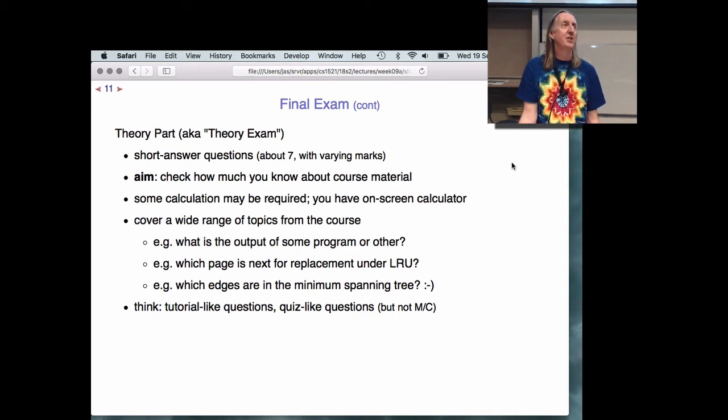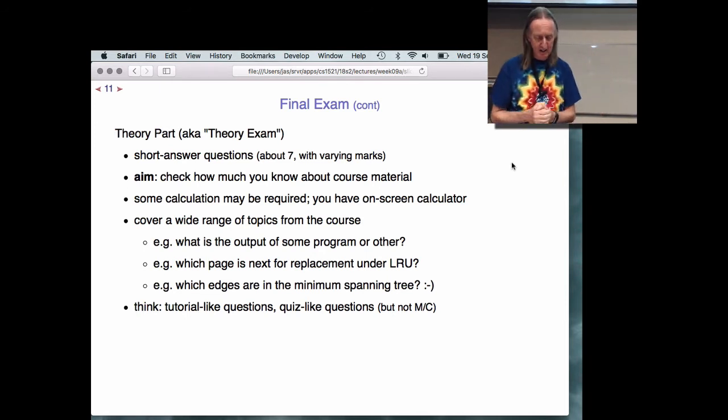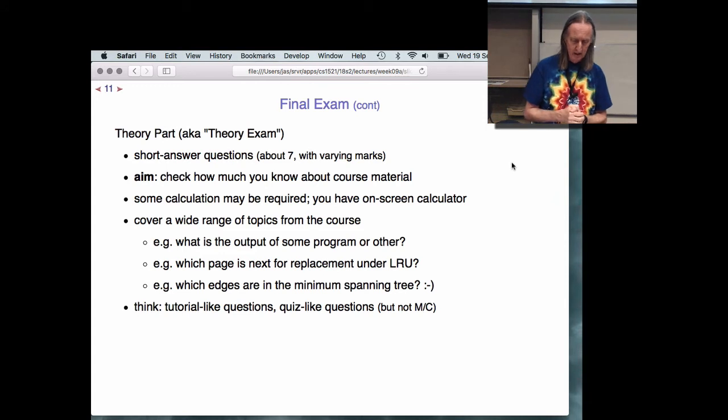The questions are the kind of questions that you have in tutes, basically. Maybe they require some calculation, or maybe it's something like, what page is going to be loaded in this frame at t equals 4, something like that. So 7 questions on 7 different topic areas, and there'll be questions like the tutorials or the quizzes, but no multiple choice.